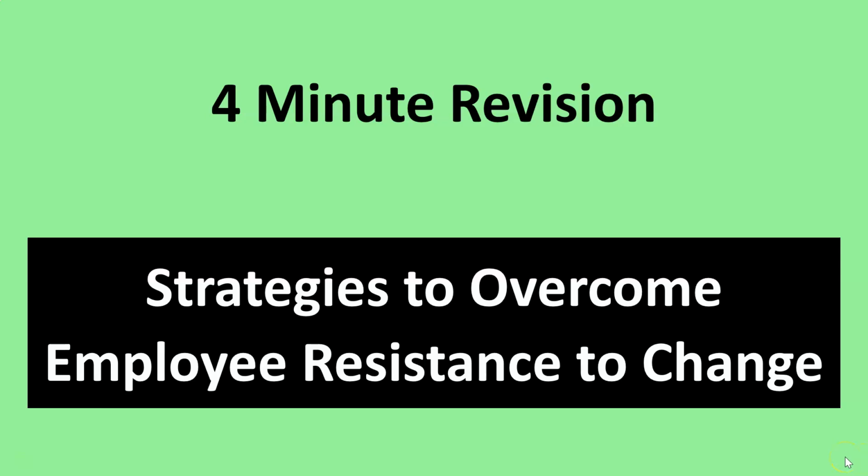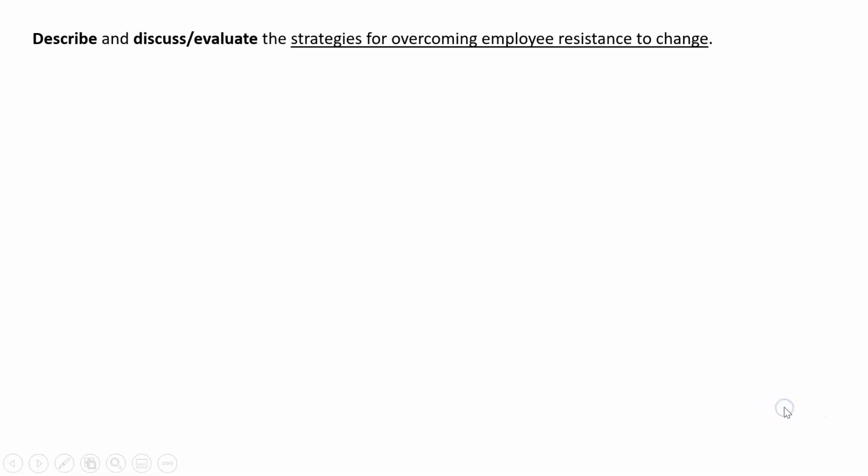Revising the strategies to overcome employee resistance should be one of the easier topics to revise for because VCAA's been very good in specifying what we need to know, and the past exam questions have all been reasonably consistent. So basically what we're going to have to do is describe or explain or outline, those all words effectively all mean the same thing, and then discuss or evaluate the strategies for overcoming employee resistance to change.